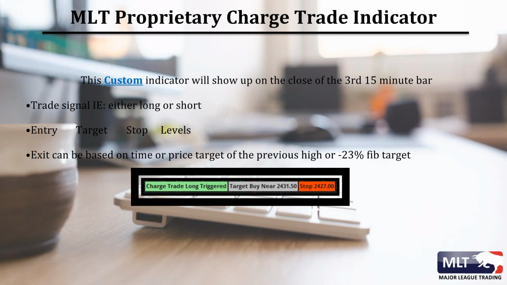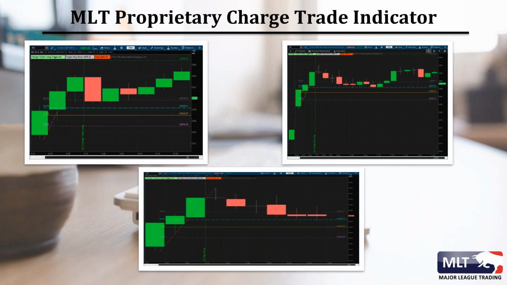So this is a custom indicator that I had built that shows up on the third 15-minute bar that tells me if it's a long setup, if it's a short setup. Then it gives me my entry and my stop levels. I mean, there's really not much else I can ask for. This is that indicator at work.